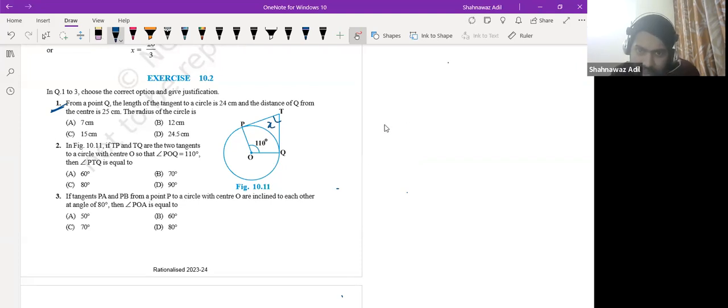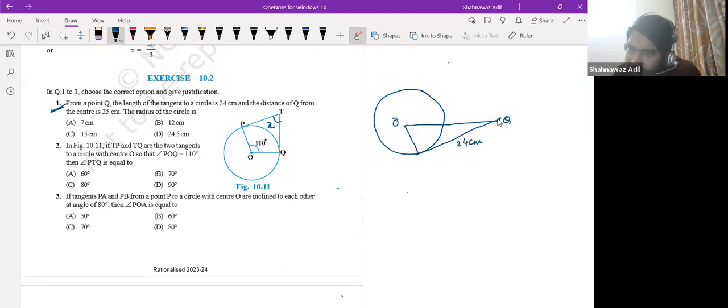From point Q, the length of the tangent to a circle. We have a circle, and from the point Q, the length of the tangent of the circle is 24 centimeters. Then we have this radius, and the distance of Q from the center is 25. So this angle is 90 degree, and opposite to 90 is the hypotenuse. So we can use the Pythagoras theorem and find that.